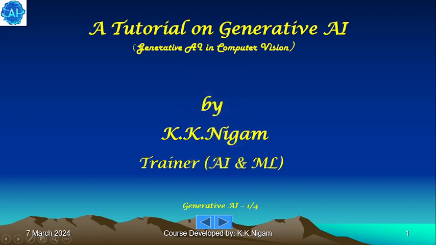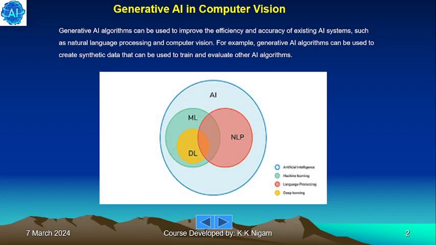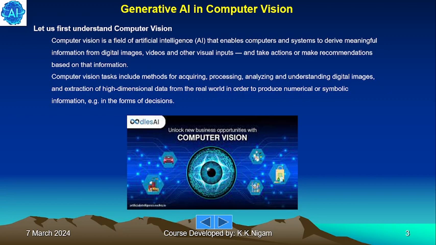Okay, so let's start with a new tutorial, that is generative AI in computer vision. Generative AI algorithms can be used to improve the efficiency and accuracy of existing AI systems, such as natural language processing and computer vision. For example, a generative AI algorithm can be used to create synthetic data that can be used to train and evaluate other AI algorithms. Let's try to understand what computer vision is.